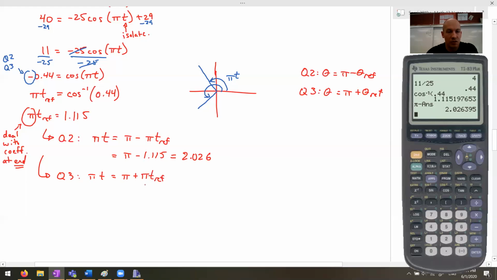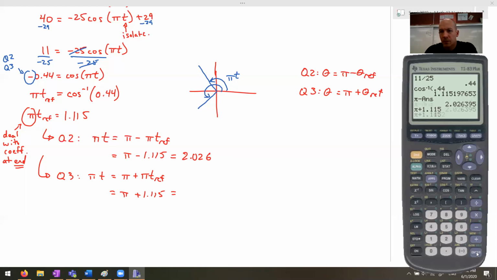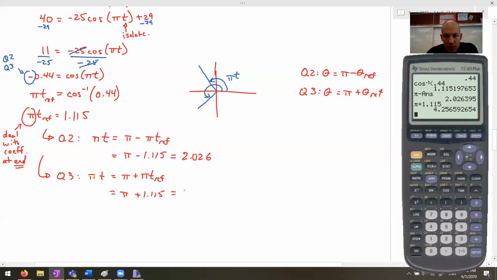And then in quadrant 3, you're going pi plus the reference angle. So that's pi plus 1.115. Okay, and then this should be close enough. So this says 4.257, okay? All right, so this gives us our two angles. One of the angles is just over 2 radians, and then the other one is 4.257.